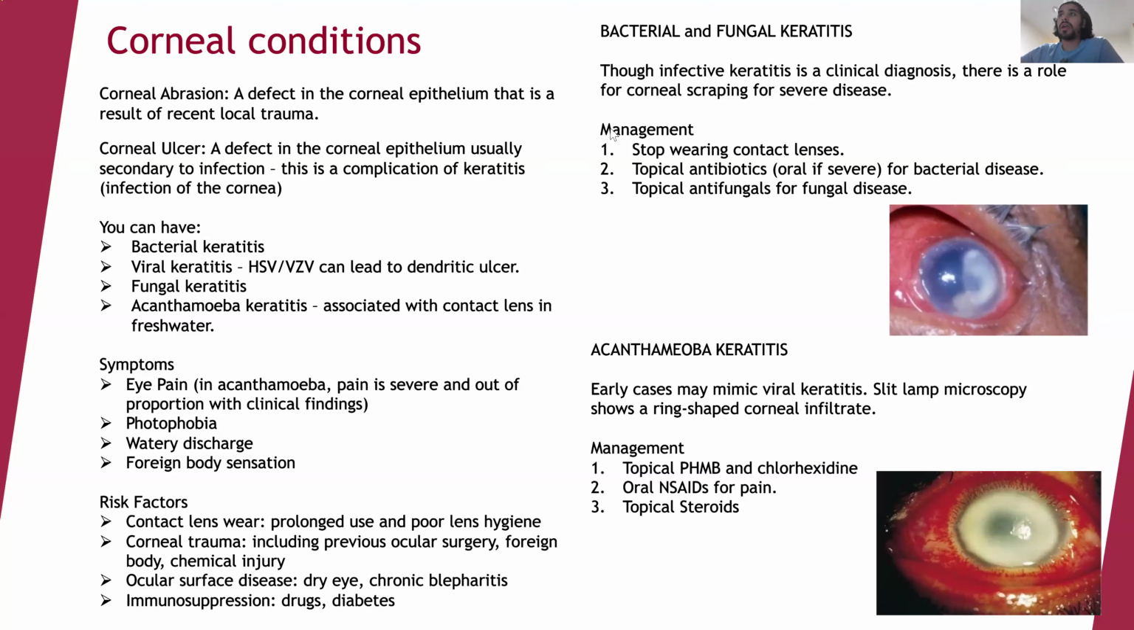Yeah, and you can also get acanthamoeba keratitis. It can look like viral keratitis, but on the slit lamp, it does show a ring-shaped corneal infiltrate. So that can be a buzzword in questions. But it is just oral NSAIDs for pain, topical steroids, topical antibiotics.